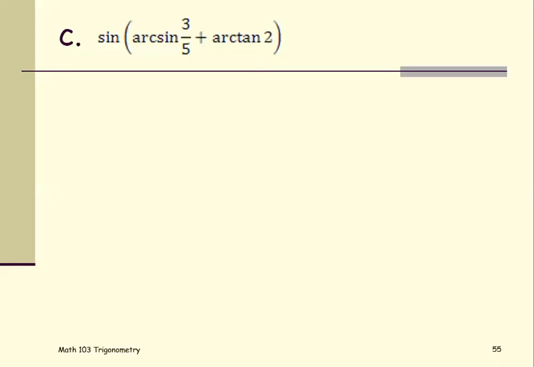In this problem, we have sine of arcsine of 3 over 5 plus arctangent of 2. We're going to evaluate it without using a calculator.